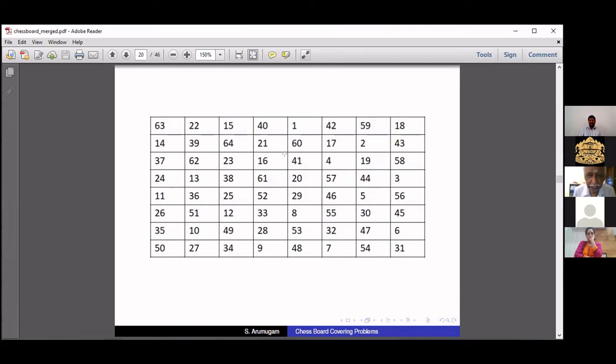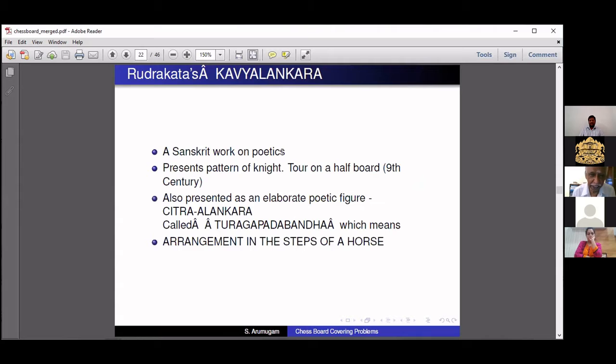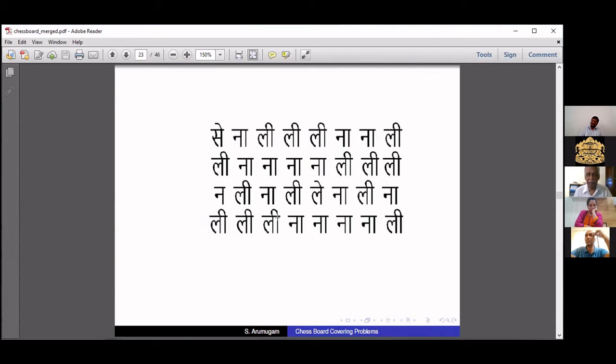So we have a solution for the 8x8 chessboard. But surprisingly, there is a shloka in Sanskrit which gives a solution to the Hamiltonian problem of the knight for the 8x8 chessboard. The book is called Kavyalankara. In that book, these poetic figures are there, and there's a poem called Turagapadabandha. Turaga means horse, pada means footsteps, and bandha means arrangement. Arrangement in the steps of a horse. That's the meaning of the poetic pattern. This is the poem that they have given in that book.